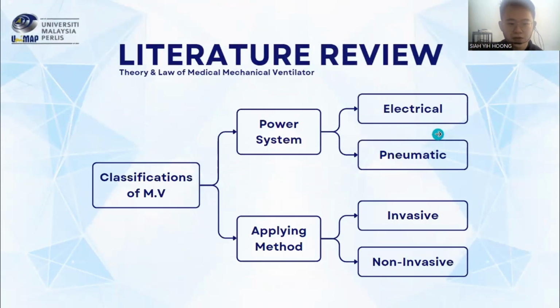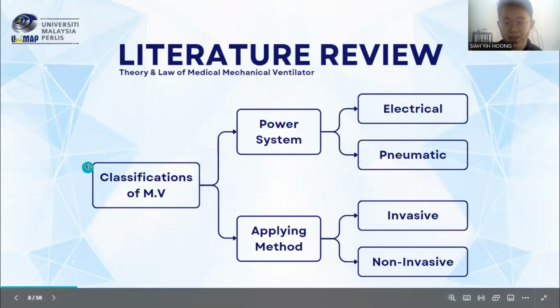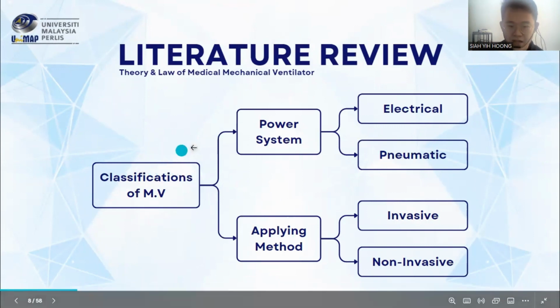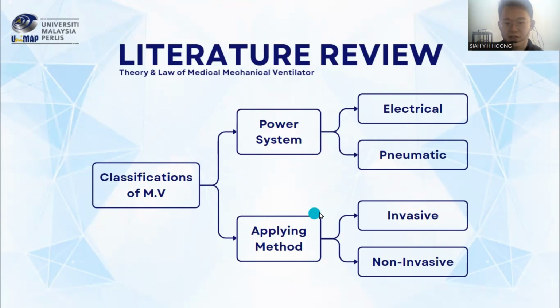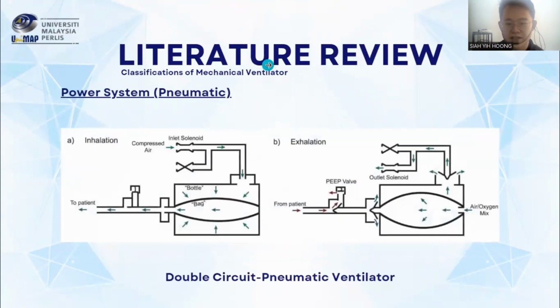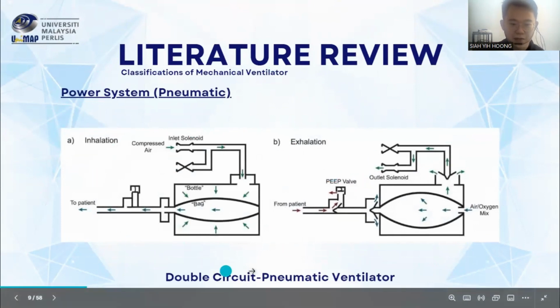In order for us to classify medical ventilators, we have two ways. The first way is by the power systems. The second way is by the applying methods. We have two power systems, which are pneumatic and electrical. As this diagram shows, a double circuit pneumatic ventilator is powered by pneumatic.